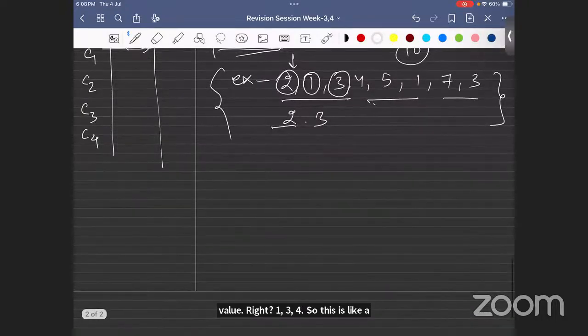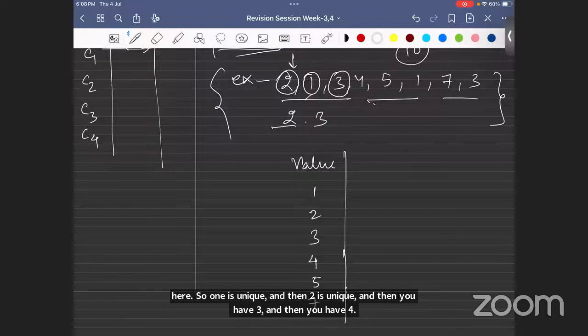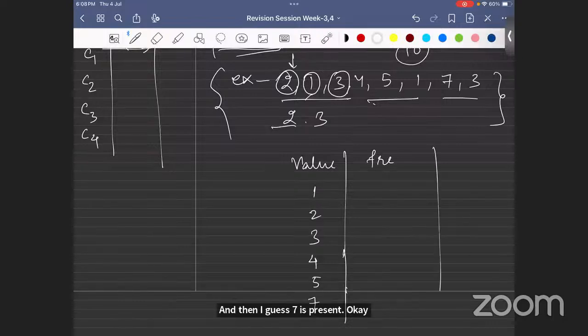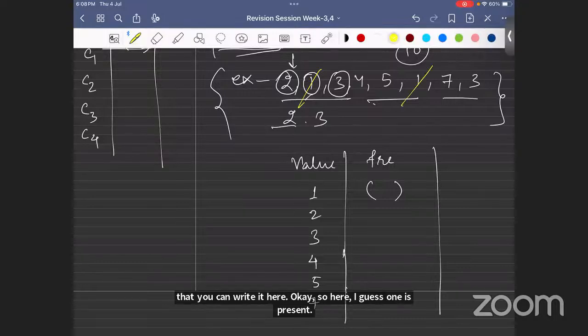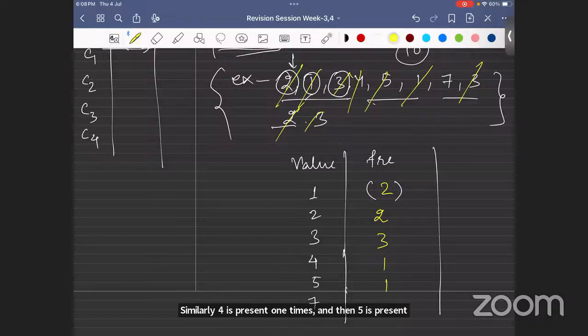If you want to organize this data set, you put it like this. Under value, you list each unique number present: 1 is unique, then 2, then 3, then 4, 5, and I guess 7 is present. Then you write the frequency, the number of times each value is present. So 1 is present 2 times, 2 is present 2 times, 3 is present 3 times, 4 is present 1 time, 5 is present 1 time, and 7 is present 1 time.